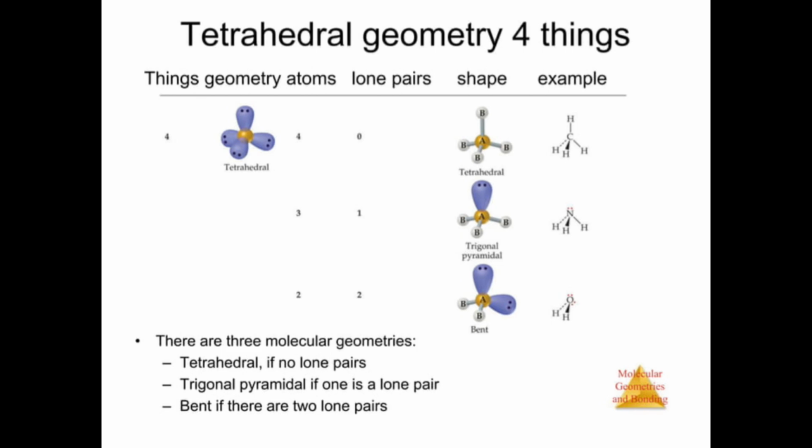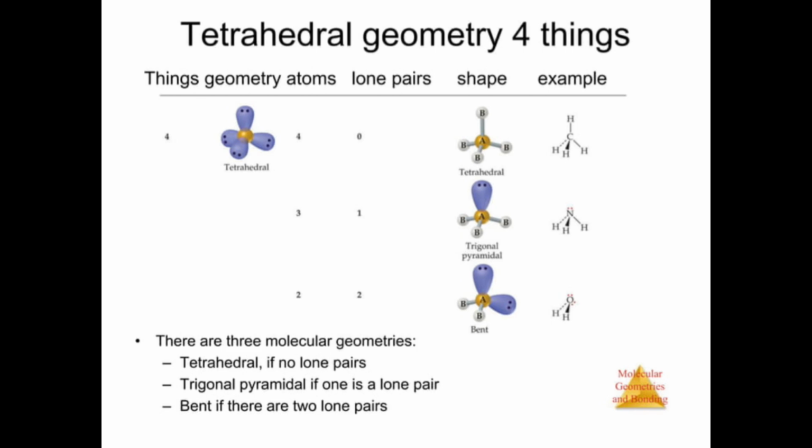Now let's look at a tetrahedral geometry, for instance, when they have four things. Now the geometry is tetrahedral. When you have four atoms with zero lone pair, you are going to have a tetrahedral shape. An example is CH4. In CH4, carbon, because carbon is 2,4, has used all its electrons to bond with the hydrogen atoms. So no lone pair of electrons. So it's going to be tetrahedral.